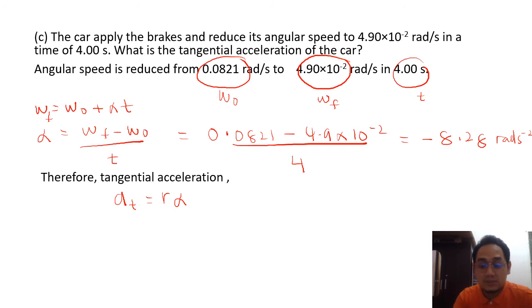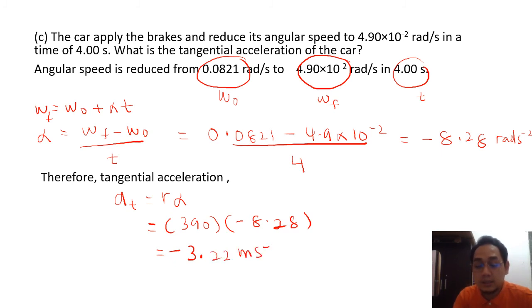So we can substitute the value of alpha into this formula to find the tangential acceleration. Times the value of radius, which is 390, times with the value of alpha, 8.28. So you will get the value of tangential acceleration is equal to negative 3.22 m/s². So this is the answer.